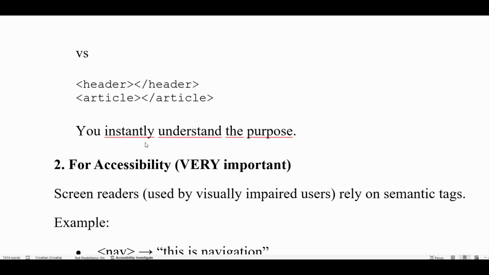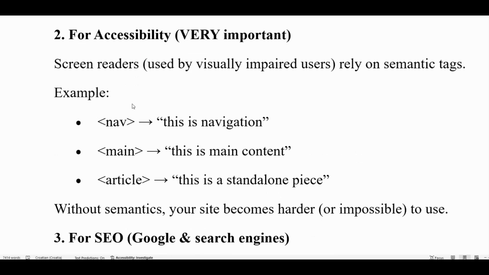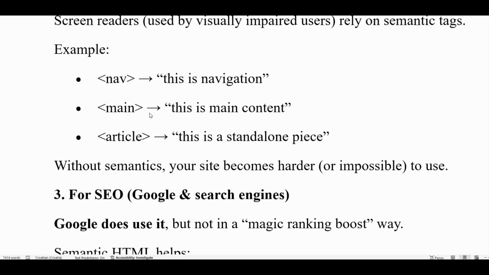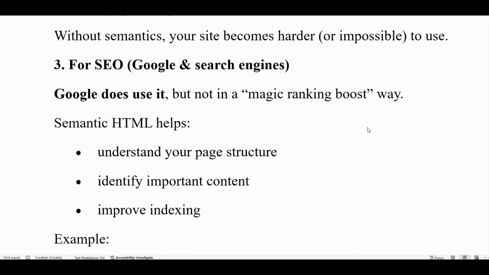For accessibility, very important, screen readers used by visually impaired users rely on semantic tags. Example: nav, this is navigation; main, this is main content; article, this is a standalone piece. Without semantics, your site becomes harder or impossible to use.